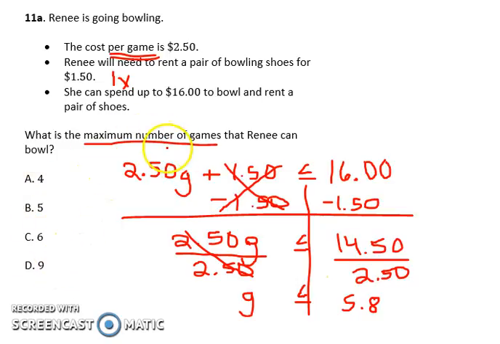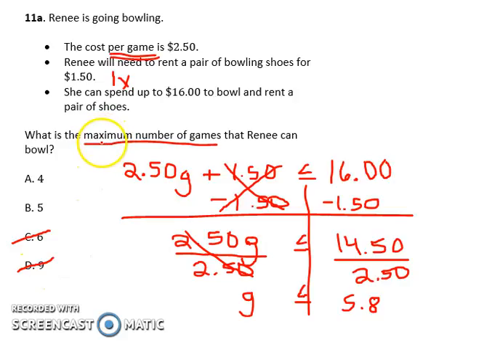Well, remember, we're talking about the maximum number of games. You can't bowl a fractional amount or a decimal amount of games. You have to bowl a solid number of games. 1 game, 2 games, 3 games, 4 games. And this is saying that G is less than or equal to 5.8. So I can get rid of 6 because that's more than 5.8, and I can get rid of 9 because that's also more than 5.8.